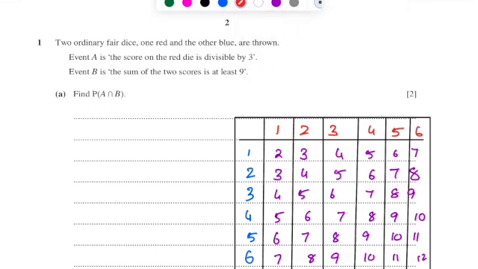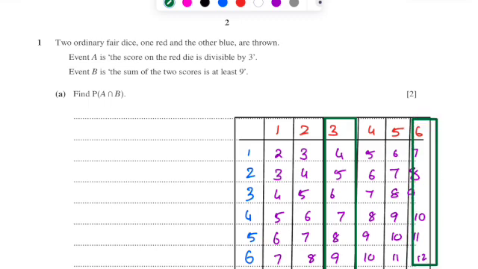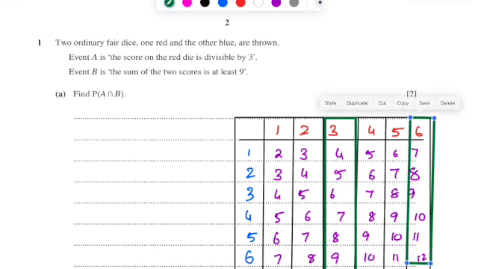So which are the numbers divisible by 3? I should be marking it out with a different color. So this is divisible by 3. It can be 3 or 6. So I have done it for 3 or 6.